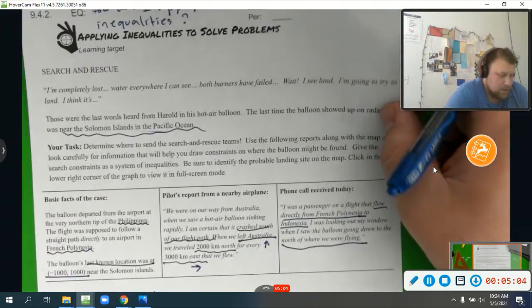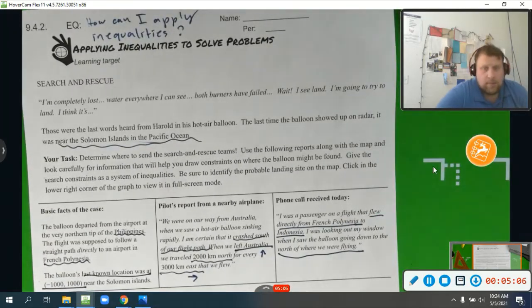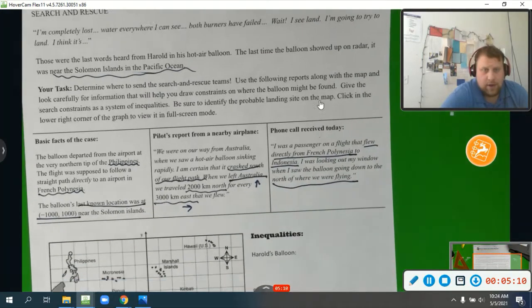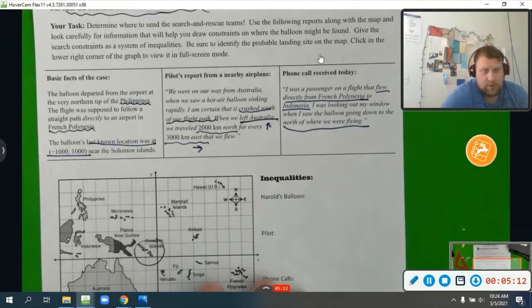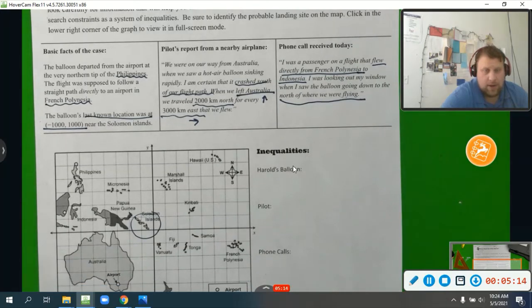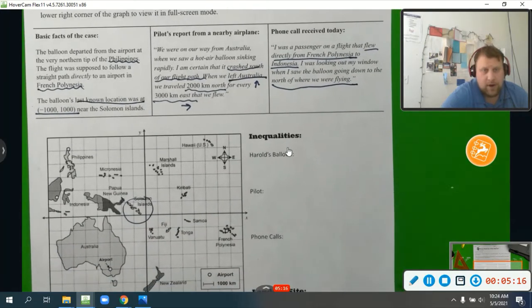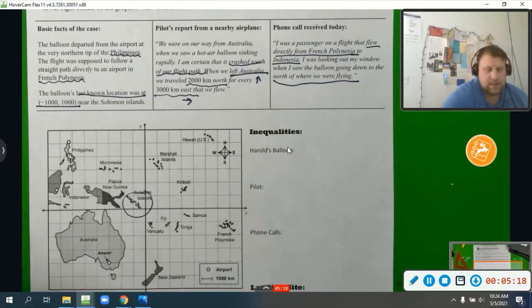So I'm going to go ahead and scroll up because most of our pertinent information is really down here, and that way you can see both the map and this. Again, all I did with the information from the first paragraph was circle the Solomon Islands. I know it's at least somewhere. We were going that direction, but let's find out where we were going from. So let's read the basic facts of the case.